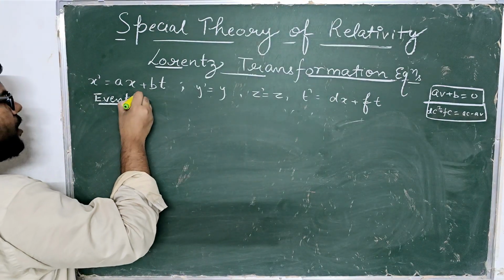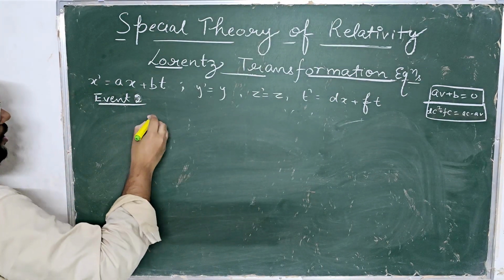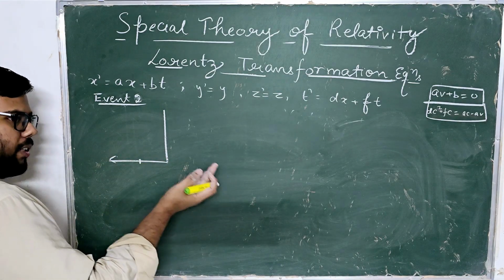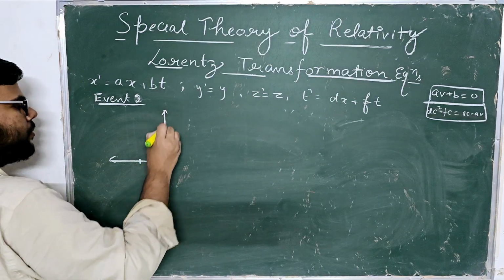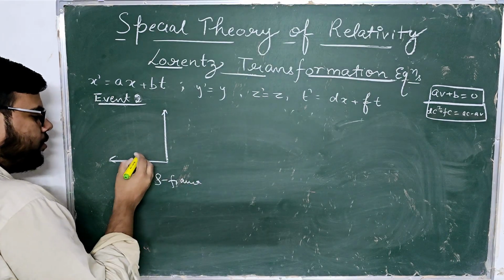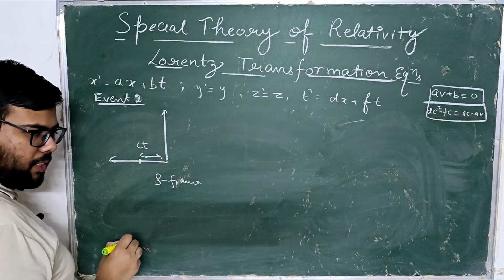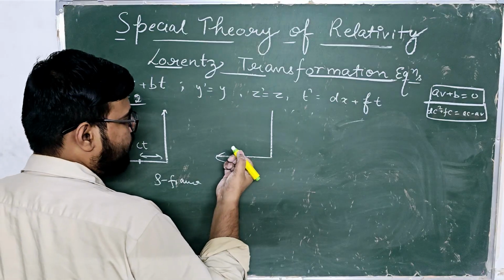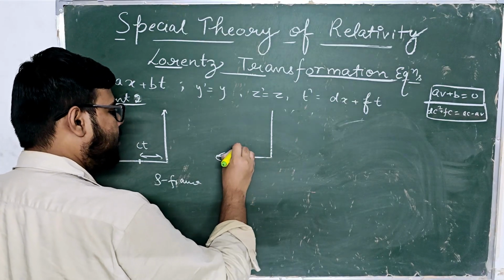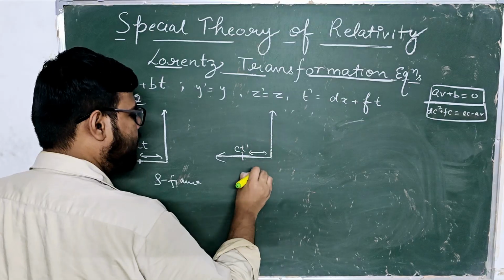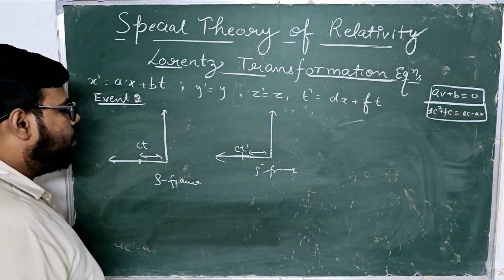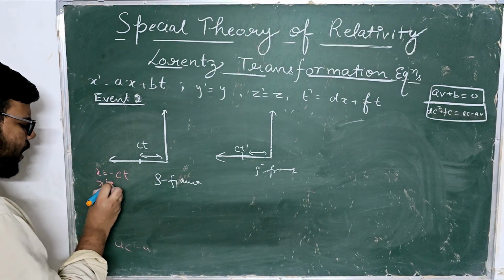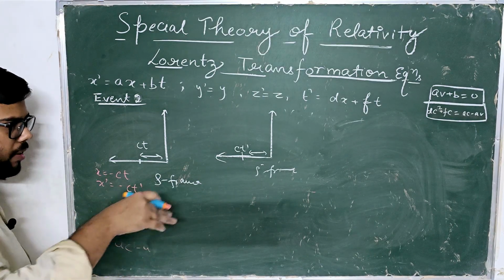Now let's take event number 2. Okay. So in this, the light is moving in negative x direction. So this is S frame. What is the distance? Suppose it is CT only, right? And for S prime frame, it is CT prime, right? Okay, this is for S prime frame. Now what will be the calculation over here? X will be minus CT and X prime will be negative CT prime. Okay, now let's solve it.